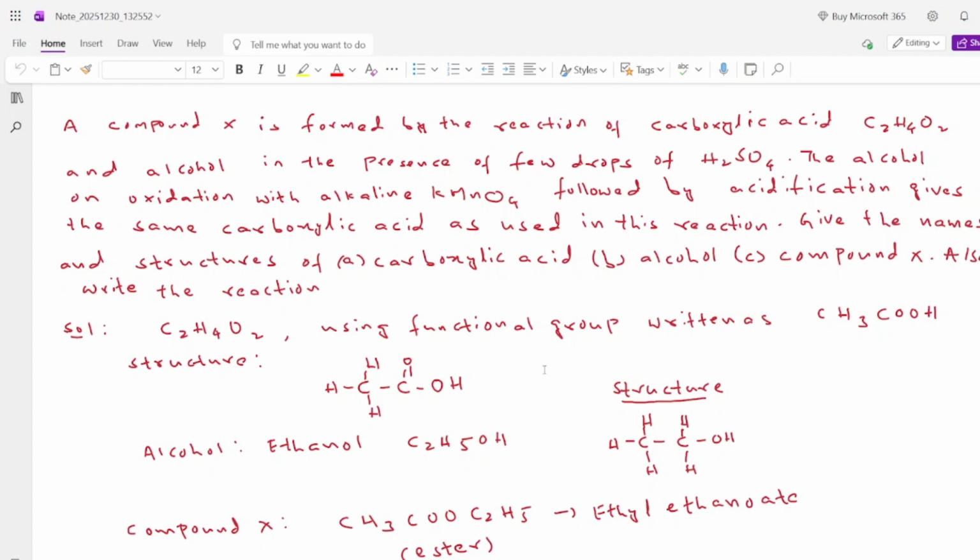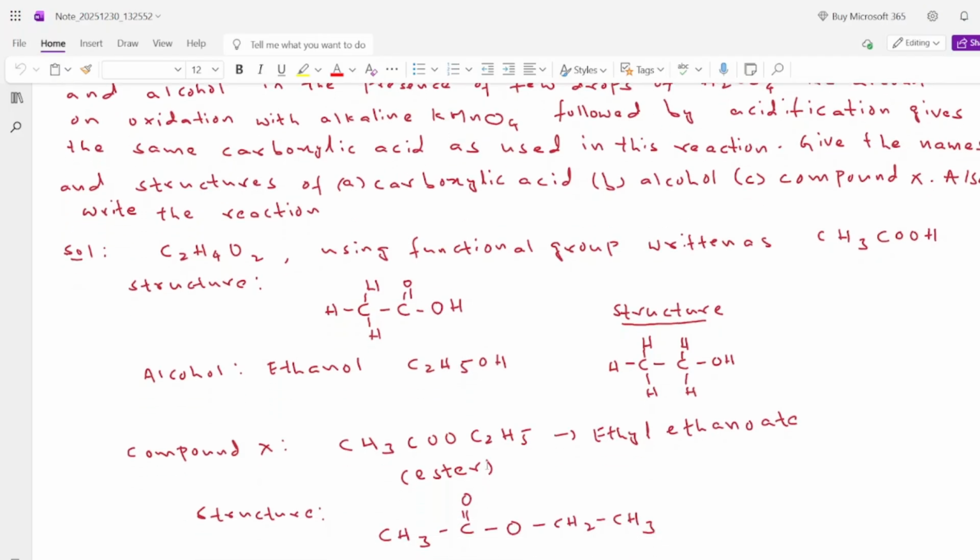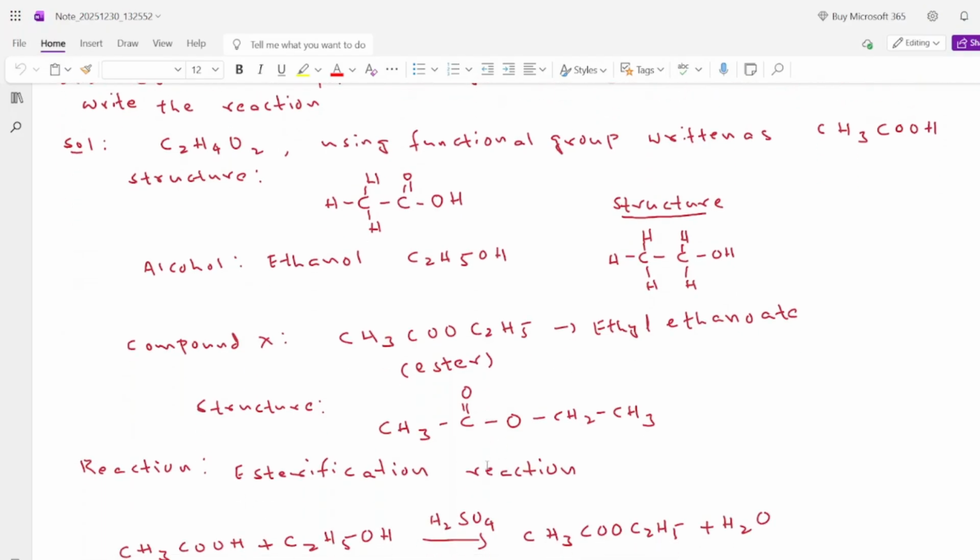And alcohol in the presence of a few drops of H2SO4, so this is an alcohol plus a carboxylic acid. So of course, it is an esterification reaction. If you know the chapter, you'll understand easily this is an esterification reaction. So what compound is formed, and what is that alcohol's formula, which is C2H5OH, that is ethanol. And again, we have a nomenclature for that. So those are the basics required for these things. And what will be the formulas? The esterification formula, which you have learned in your chapter.